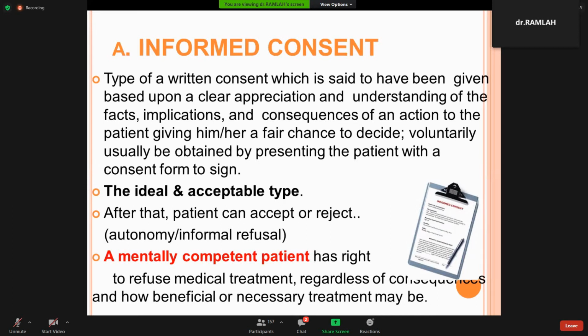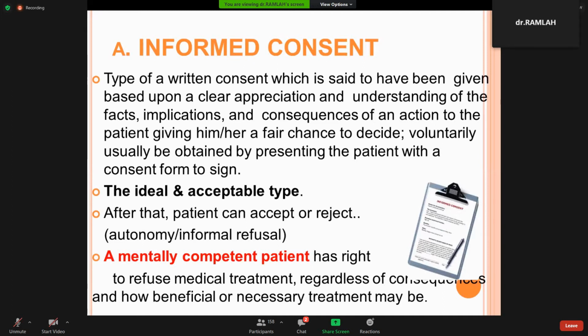ठीक है, the ideal and acceptable type, as I already told you, कि जी whenever we talk about the consent form, that is the ideal one. After that, the patient can accept or reject. It totally depends upon the autonomy of the patient. ठीक है जी, patient can give you an informal refusal kar sakta hai, patient keh sakta hai nahi ji I'm not prepared right now, I'll be back to you, theek hai, but I'm not willing to, I'll take a second opinion, so let that be, theek hai.